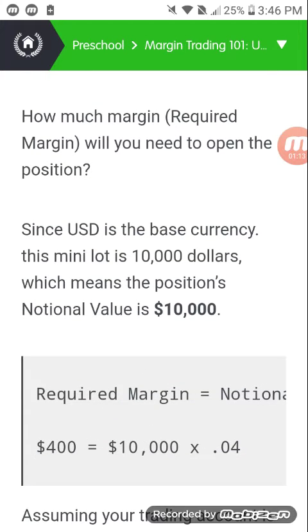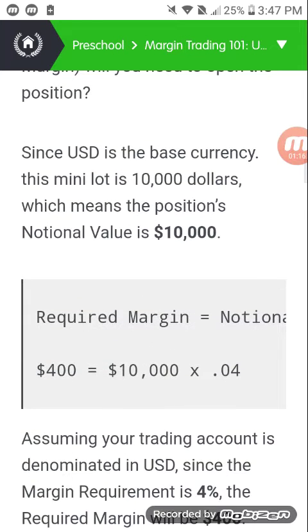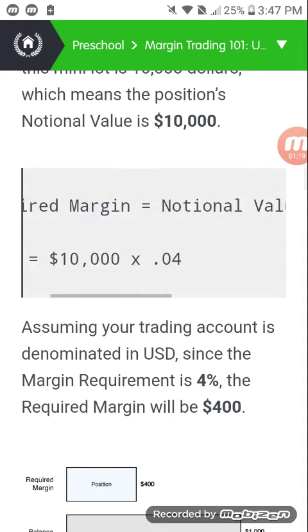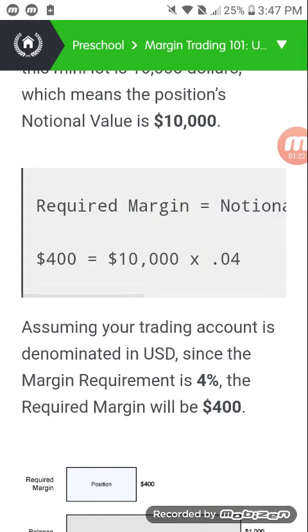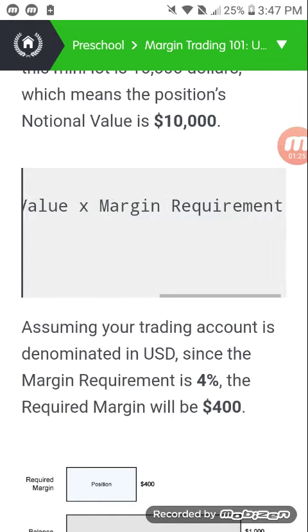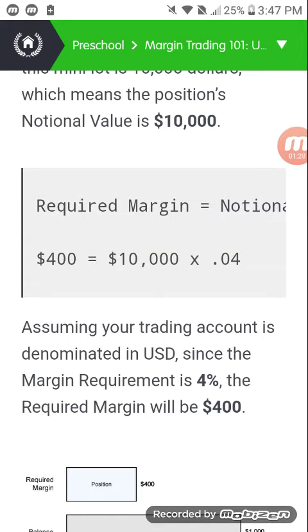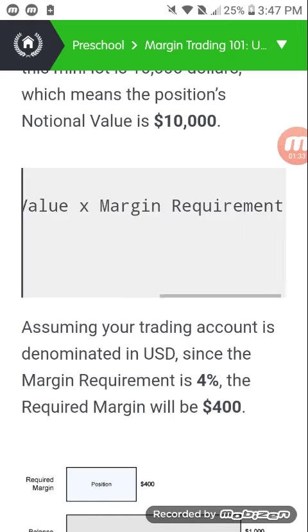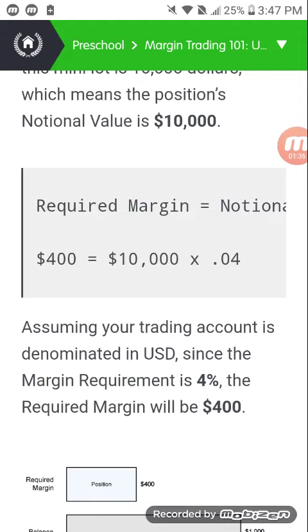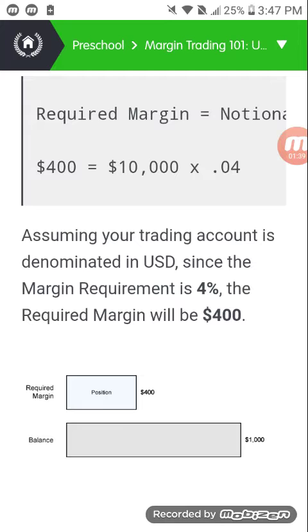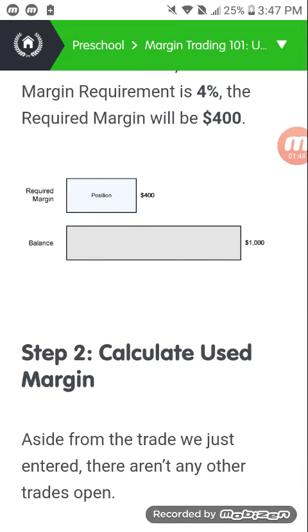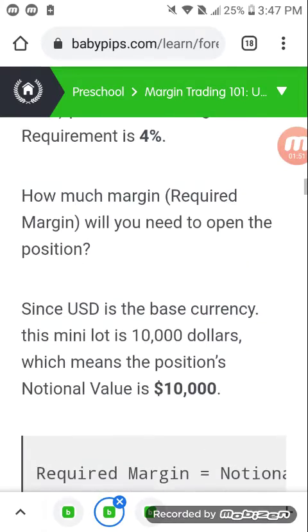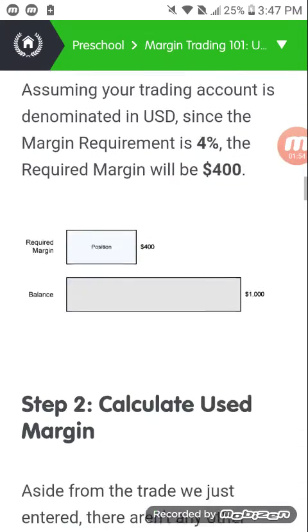Since the US dollar is the base currency and a mini lot is 10,000, the notional value of that position is 10,000. The required margin is your notional value, 10,000, times the margin requirement, which is 0.04, and that will get you $400. So assuming your trading account is denominated in USD, since the margin requirement is 4%, your required margin to open that trade for USD/JPY will be 400.